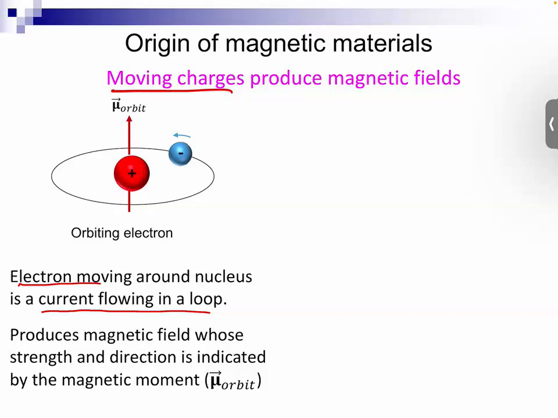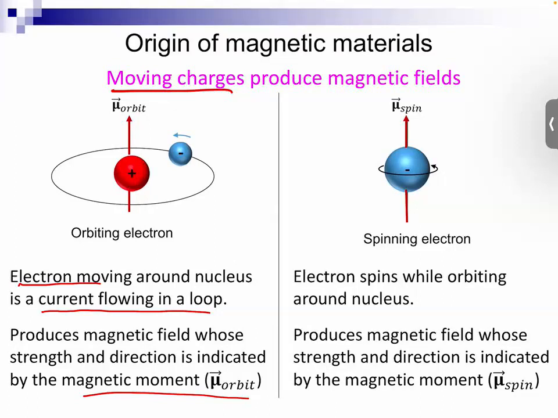If the electron is orbiting in the anti-clockwise direction, then you have a magnetic field created by that orbiting electron, pointing upwards. And the magnetic field created is indicated by this magnetic moment, the same magnetic moment that we learned previously. The magnetic moment describes the magnetic field created by the moving electron here.